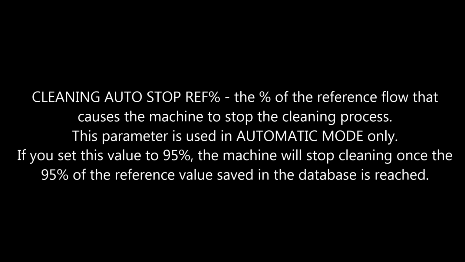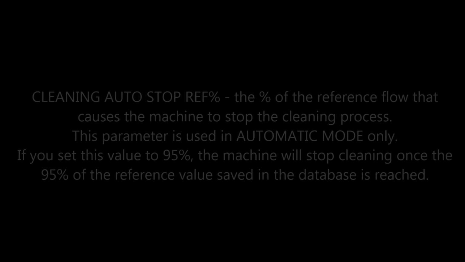Cleaning auto stop reference. The percentage of the reference flow that causes the machine to stop the cleaning process. This parameter is used in automatic mode only. If you set this value to 95%, the machine will stop cleaning once 95% of the reference value saved in the database is reached.